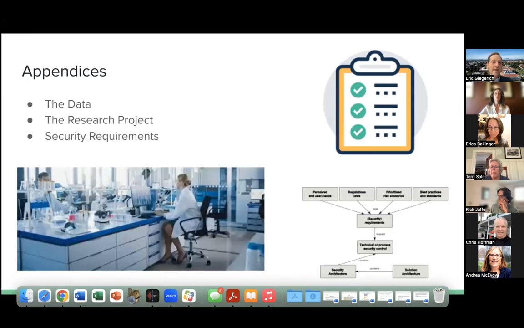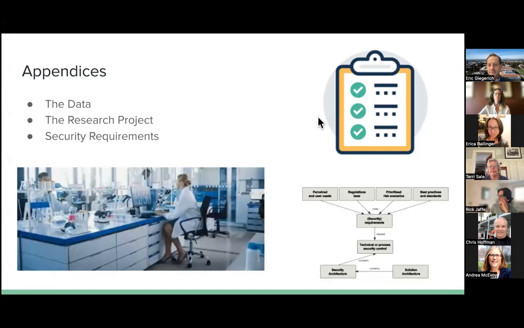Okay, and then appendices. So I've already mentioned this at the beginning. There can be a description of the data. That's this little graphic up here. I've got graphics for all these. The research and security requirements. Typical, there may be other appendices, and there may be no appendices. But this is just an example as a mock-up.